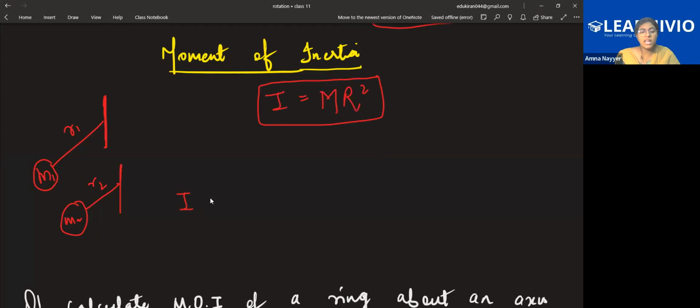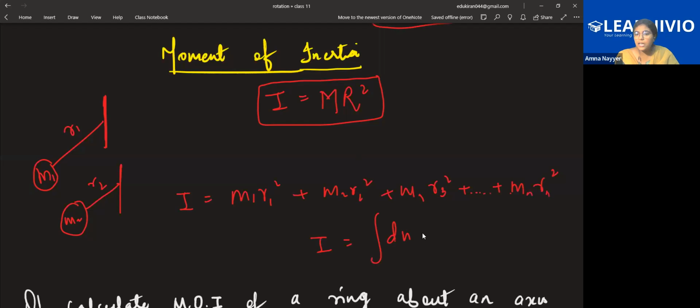And what if there are multiple? Then m1 r1 square plus m2 r2 square plus m3 r3 square till nth are there. So mn rn square. This is the formula you can use. What if the mass is variable? Then integral of dm r square you're going to use. Simple, very simple formula. Okay.